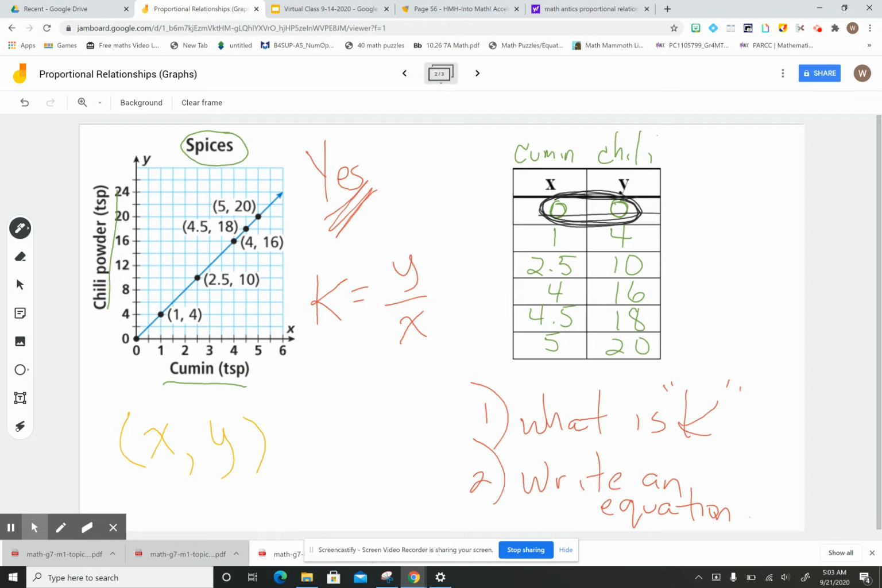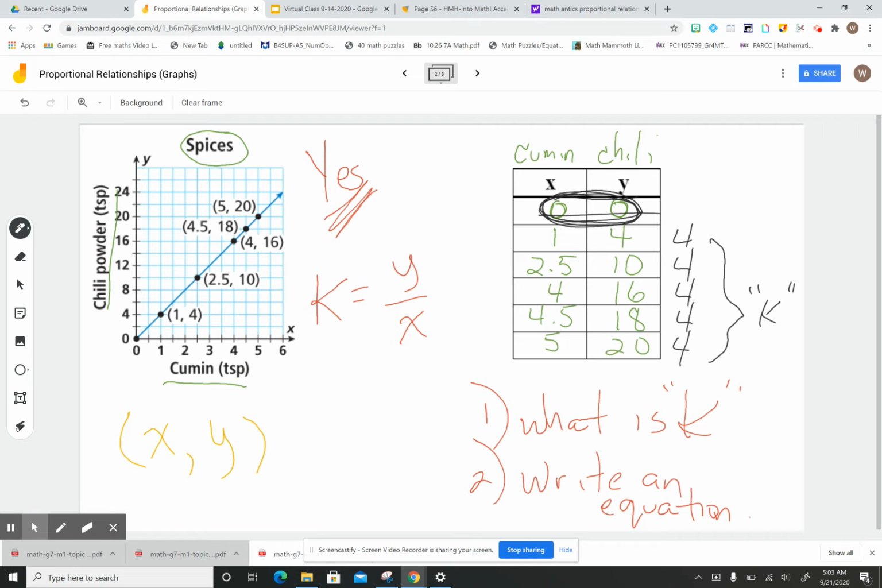What we are going to do is take 4 divided by 1, which gives us 4. 10 divided by 2.5 is 4. 16 divided by 4 is 4. 18 divided by 4.5 is 4. 20 divided by 5 is 4. So that is K, our constant of proportionality, our unit rate.